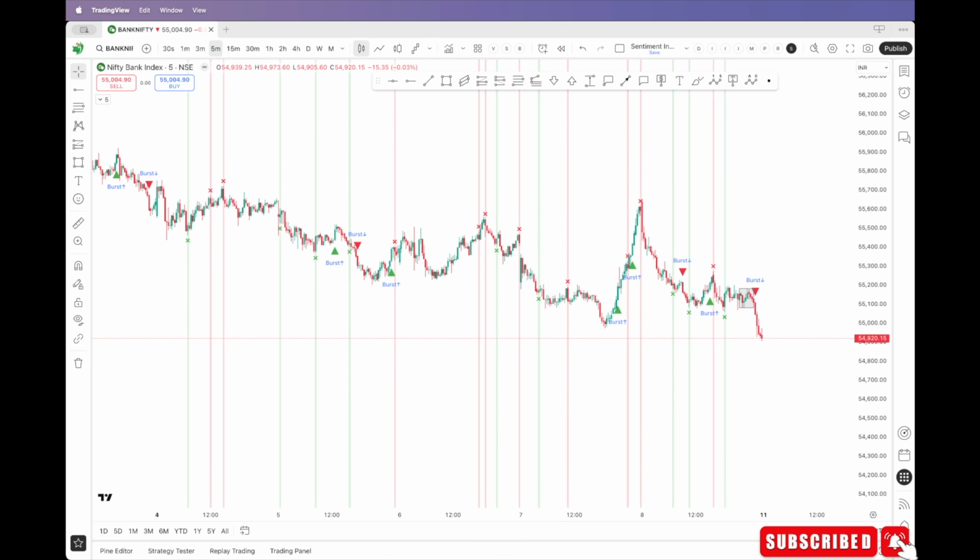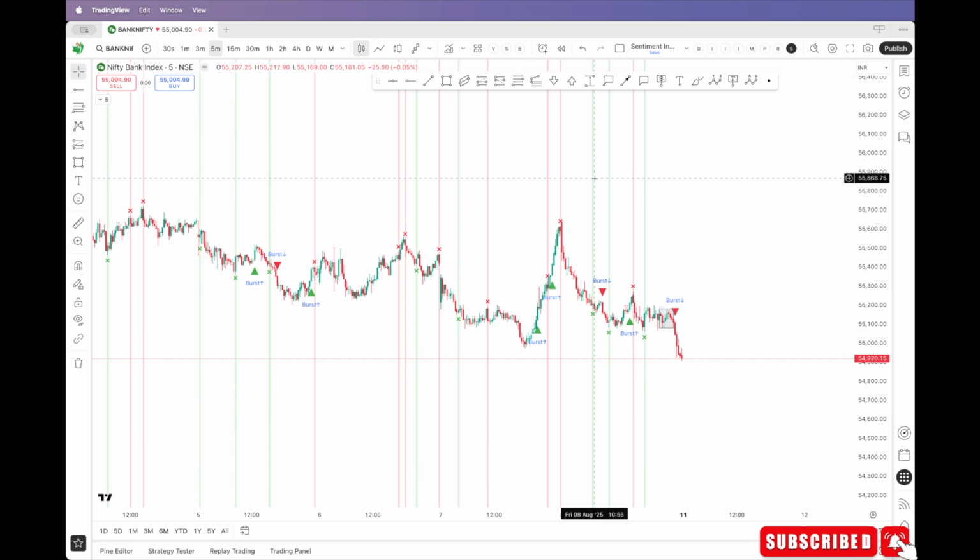So that's how this indicator works. And if you want to see it in action, check out the full breakdown and chart examples in TradingView. There I tried to explain it.